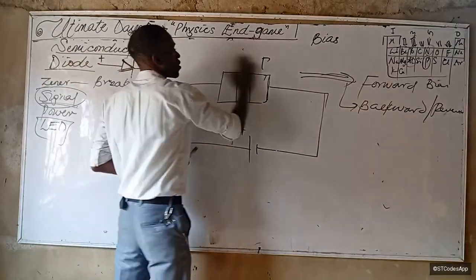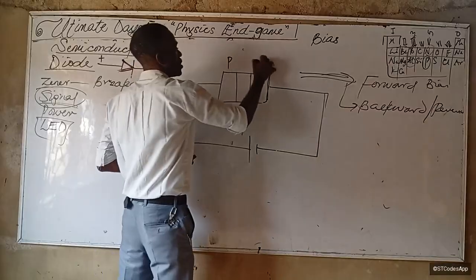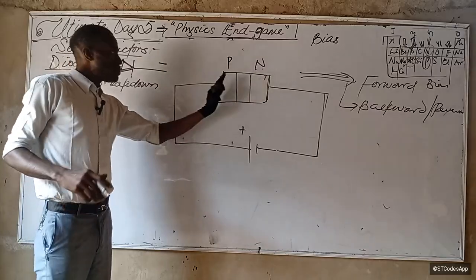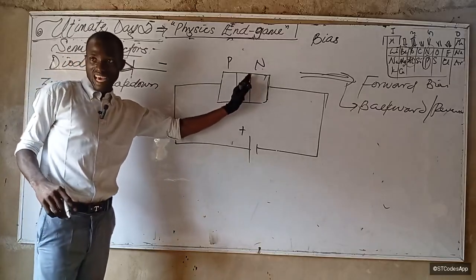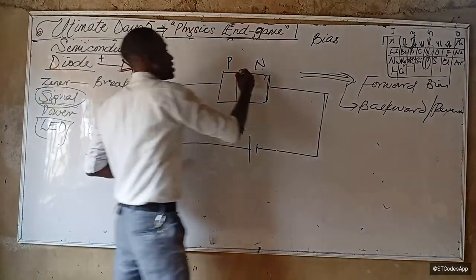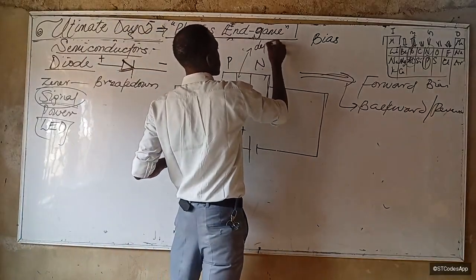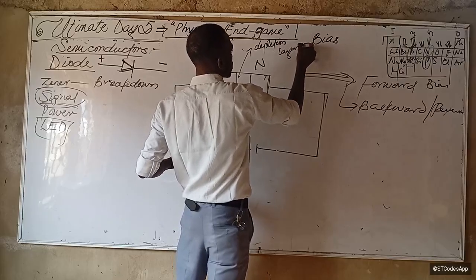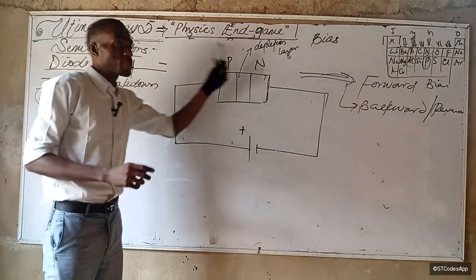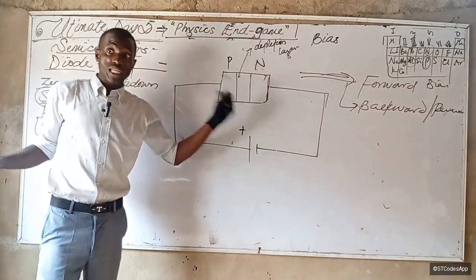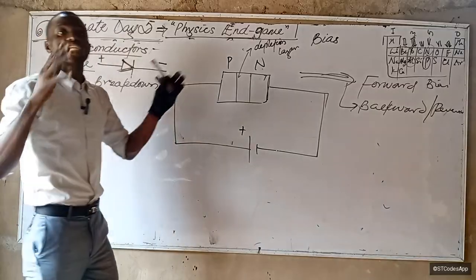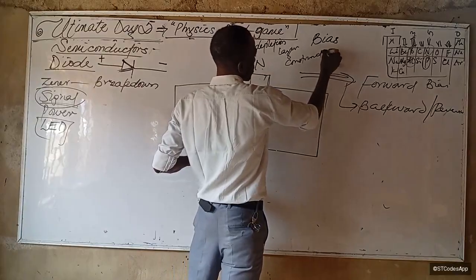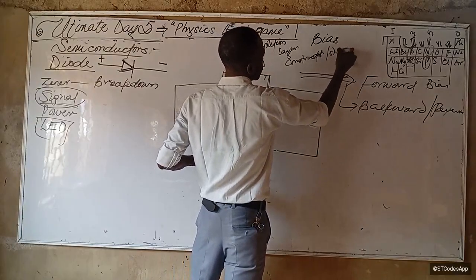Let me explain how current flows in this first connection. In this first connection, there are two layers here, the P type and the N type. Then there is a third layer in between. We call it what? The depletion layer or zone or region. Is that okay? Now the depletion layer, when you connect it correctly, what happens to it? It constricts. Do you remember? It shrinks, constricts or shrinks.